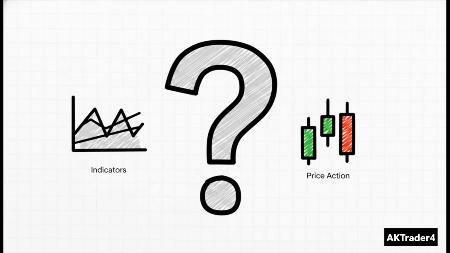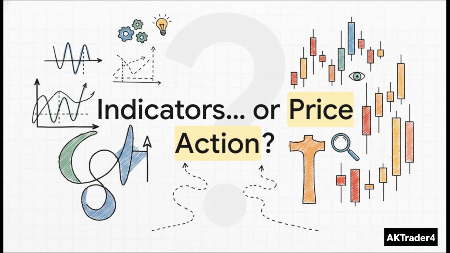Because at some point, and I mean every single one of us, we've all asked ourselves that one huge fundamental question. Do you go with indicators or price action? I mean, which path do you even follow? Is it the clean mathematical signals from indicators, or is it the raw, unfiltered story that the price chart itself is telling you? Let's get into it and break it all down.